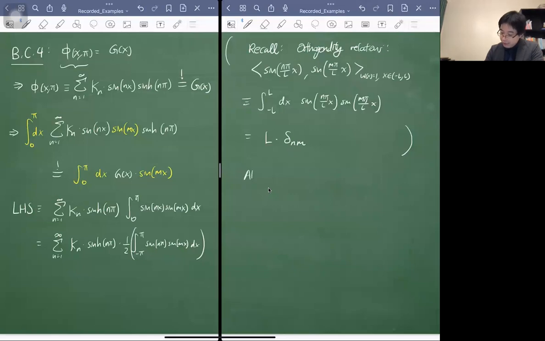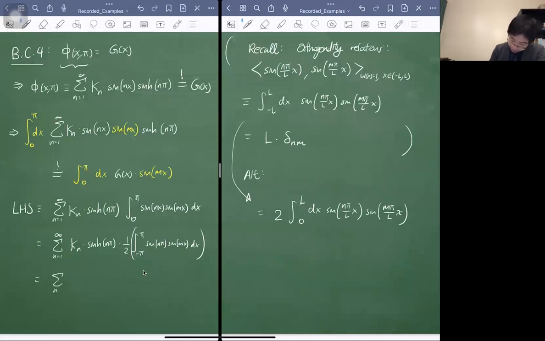Alternatively, you can first massage this and write this as equal to 2 times the integral from 0 to L dx, because both sine n pi x over L and sine m pi x over L is an odd function. So you can do that and equate that to this. So just this integral is L over 2 times that, and directly plug it in. Either way, you'll get the same result of 1/2, and this is just pi times delta nm, everything in the brackets.